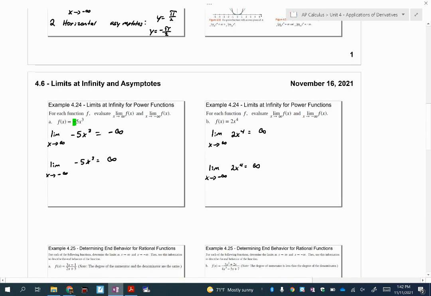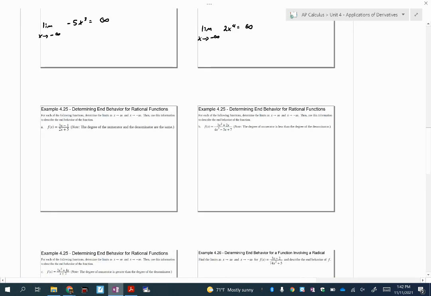Okay, so that's it in terms of the end behavior of these power functions. Hopefully this just feels like a review of a combination of things from algebra as well as some calculus from a few months ago. Let's do a few more.